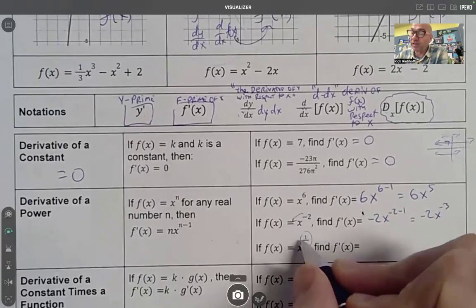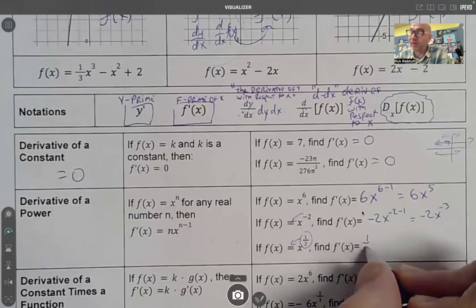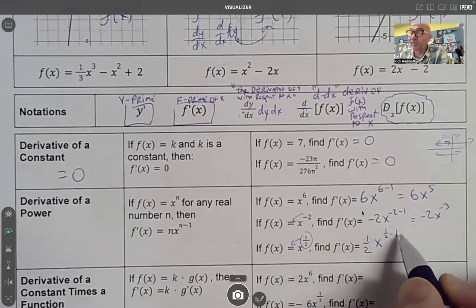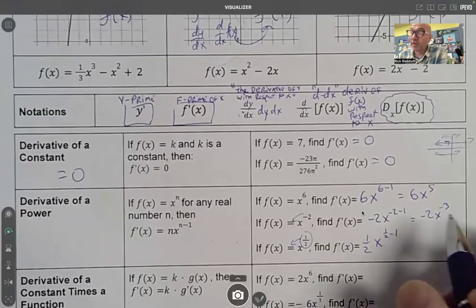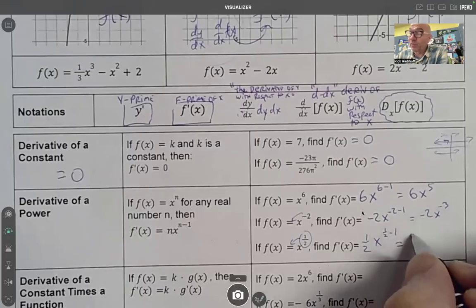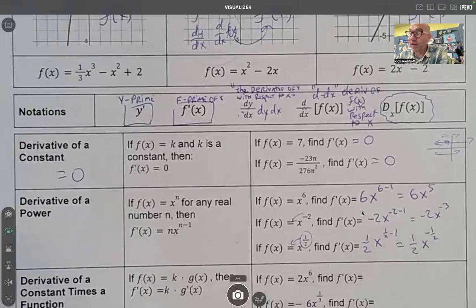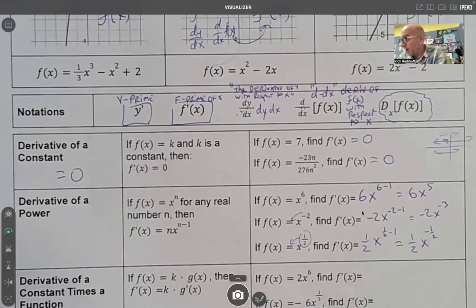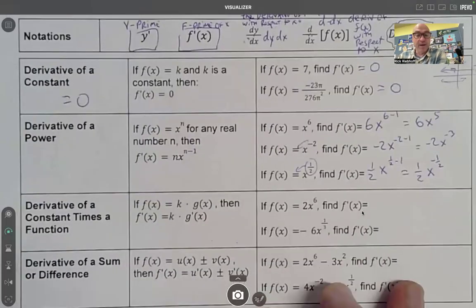All right, how about x to the 1/2? Well, we're going to bounce this out to the front when we take the derivative of it. And we're going to go x to the 1/2 minus 1, which is 2/2. So 1/2 minus 2/2 is going to be to the -1/2. X to the -1/2. Okay. We'll talk about what that means later. We'll fix that. But for now, I think we're fine.